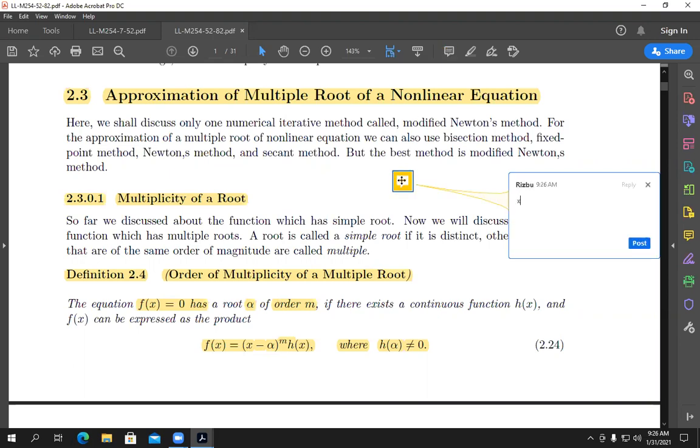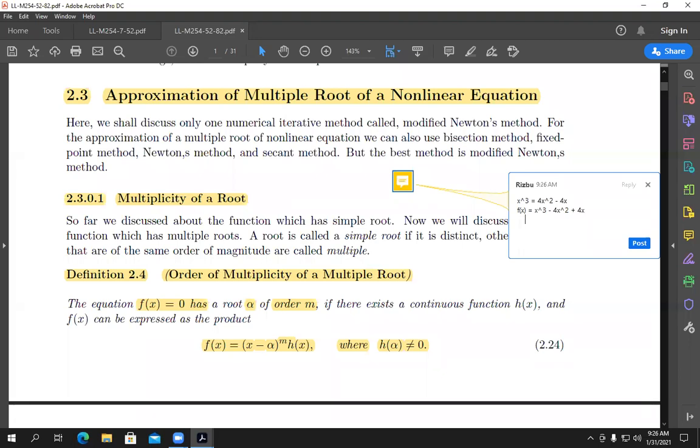You are given x cube is equal to 4x square minus 4x. This is a nonlinear equation. When you have a nonlinear equation, the first job you have to do is find the f of x. And how to find f of x? Take all the terms to one side and make one side equal to 0. It means what is your f of x, please? x cube minus 4x square plus 4x.